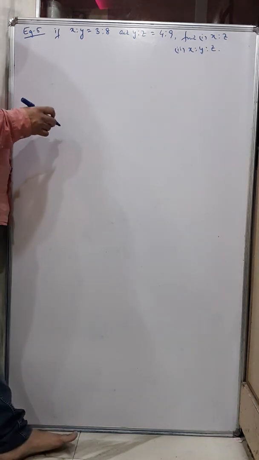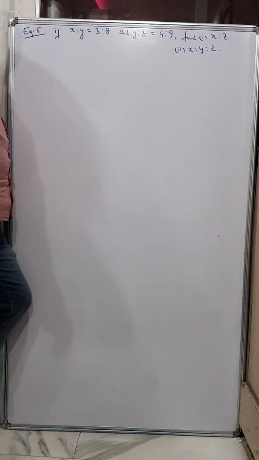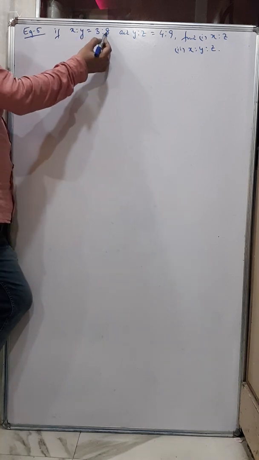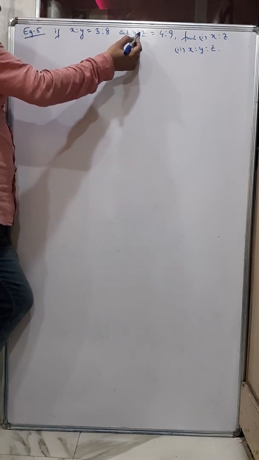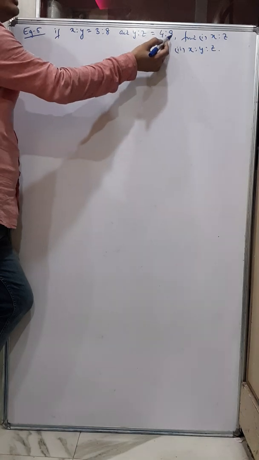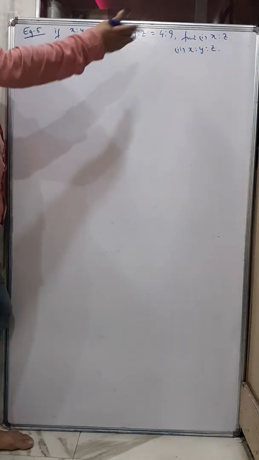Okay, now example 5. Now this type of question you may have done in class 8 also, 8 and 9 in fact. So suppose X is to Y is given 3 is to 8, Y is to Z is 4 is to 9. Then you have to find, say, X is to Z and then X is to Y is to Z.